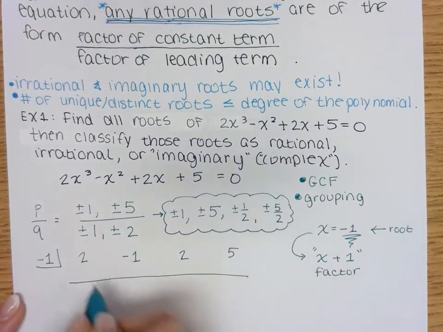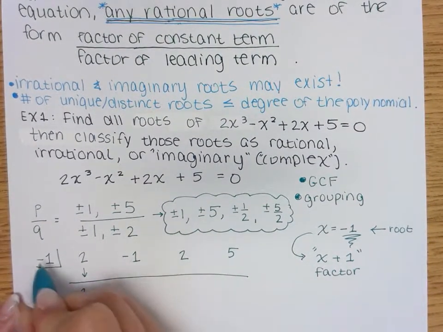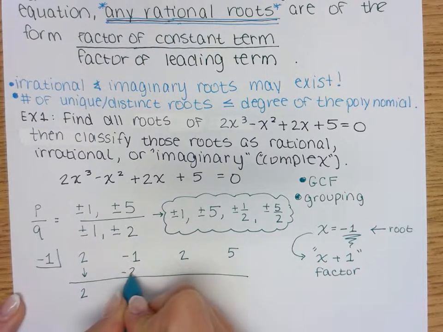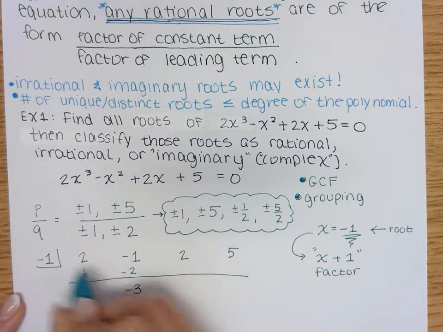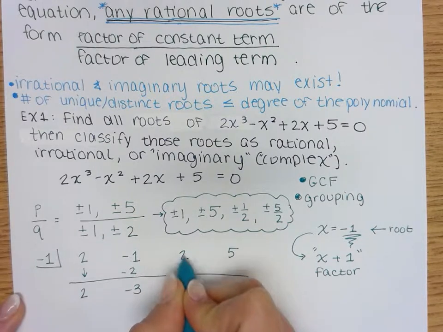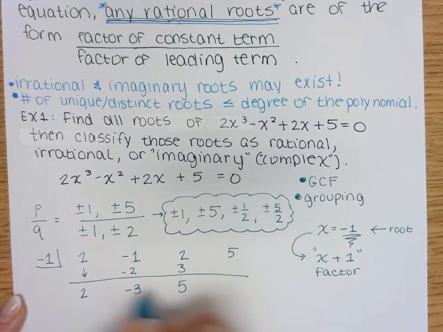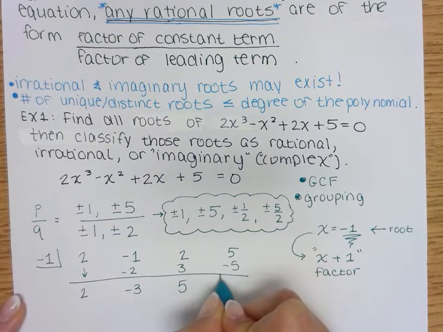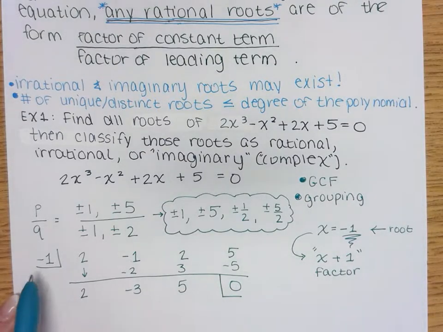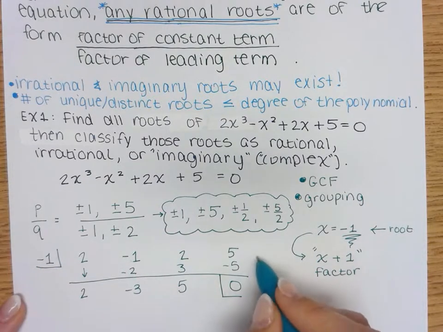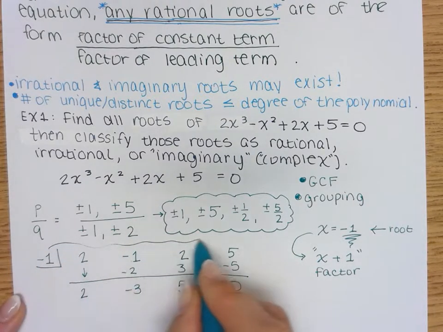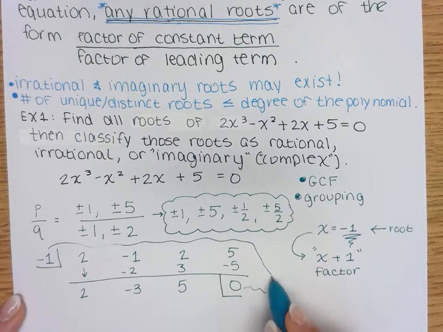And what do we get here? We bring down the 2. 2, bottom times box, -2, -3, we add them straight down. Bottom times box is 3, add them straight down is 5. Bottom times box is -5, 0. Other rule of thumb, box, comma, box is an ordered pair on your graph. So box number over here, box number over here.